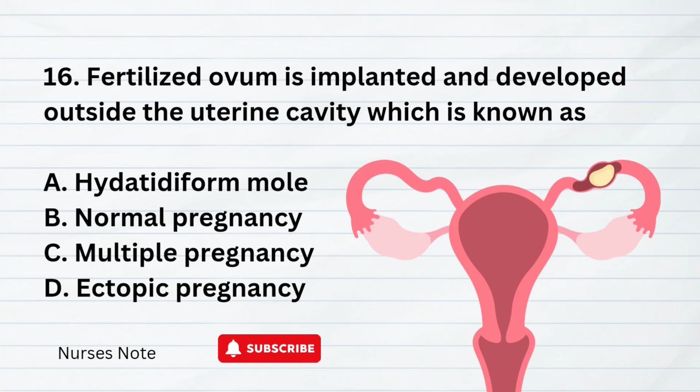Fertilized ovum is implanted and developed outside the uterine cavity, which is known as: A. Hydatidiform mole. B. Normal pregnancy. C. Multiple pregnancy. D. Ectopic pregnancy.